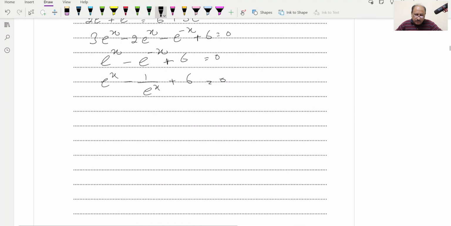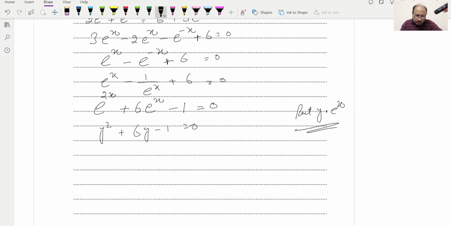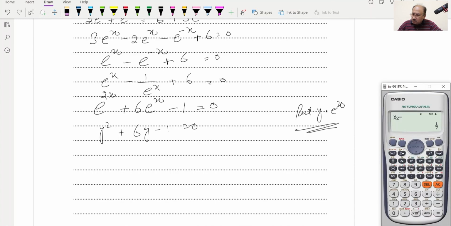Now to get rid of this denominator e raised to x, we will multiply the whole equation by e raised to x, and we will get e raised to 2x plus 6 e raised to x minus 1 equal to 0. And this is the equation which we will solve. We can put y is equal to e raised to x, and this will be y squared plus 6y minus 1 equal to 0. So this will be a quadratic equation in terms of y.